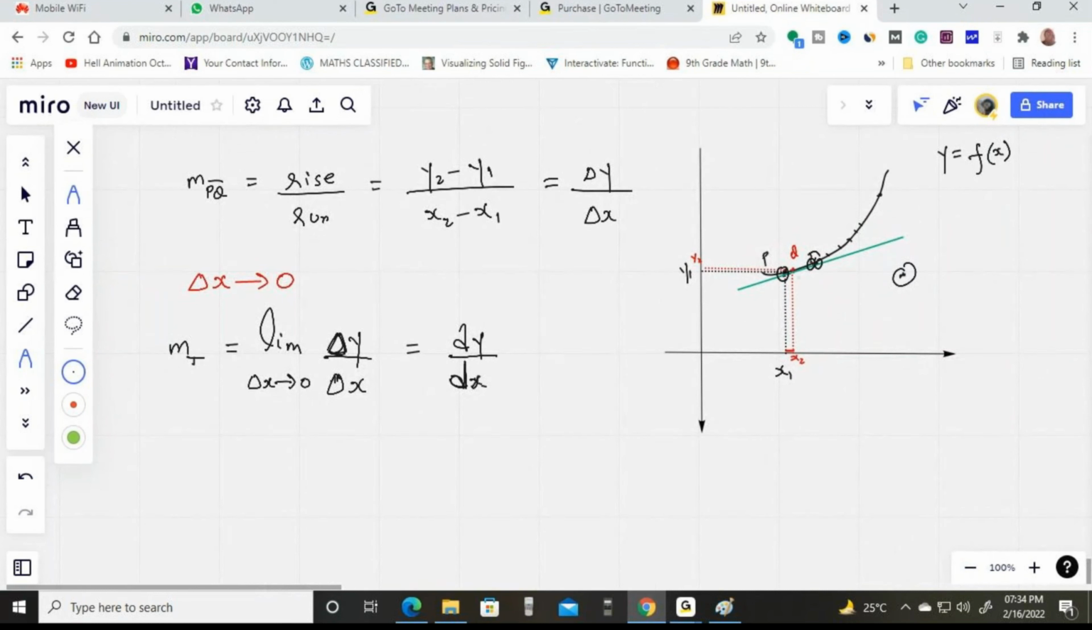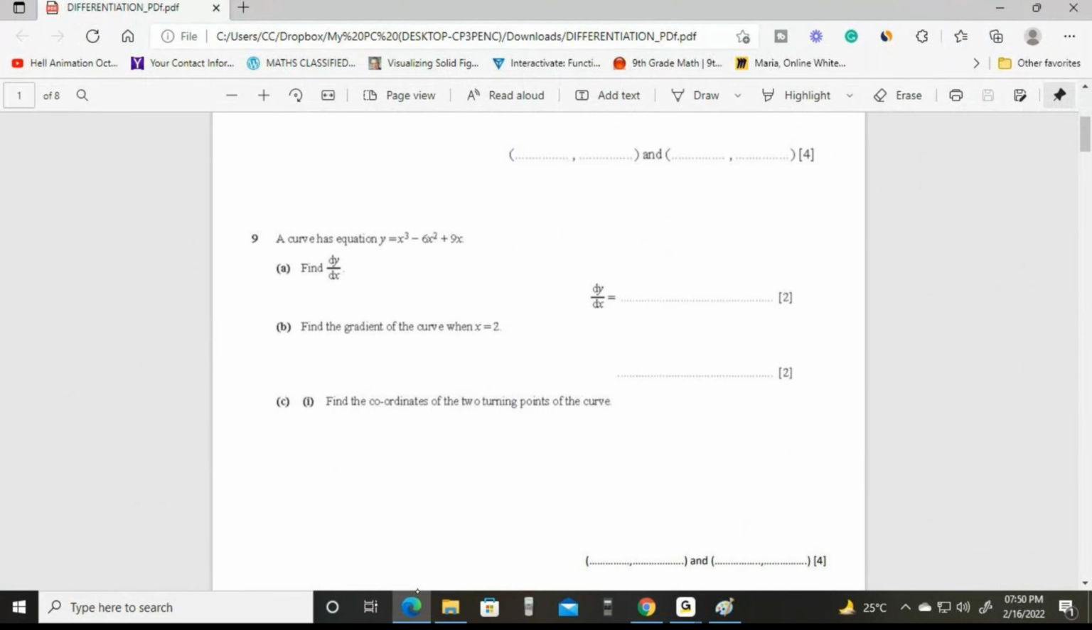So that will interpret the slope of the curve as well at the very same point. Now we just move on and try to see. The curve has equation y equals this cubic thing. We need to find out the derivative, first derivative. Just get it and tell me the answer already, what it is going to be.